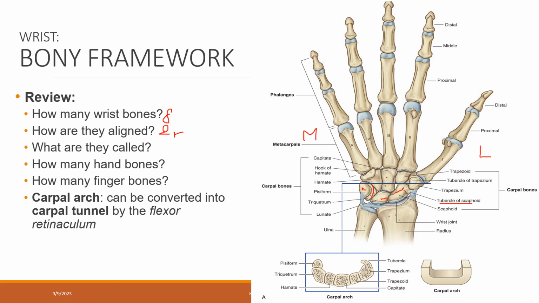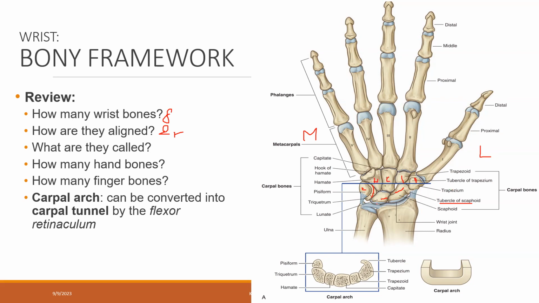The tubercle of the scaphoid and the pisiform together make up more of the anterior projections, okay, of this proximal row of carpal bones. Now, there's also the distal row of carpal bones, which contains the trapezium over here, trapezoid over here, the biggest carpal bone right here, which is the capitate, and finally the hamate.